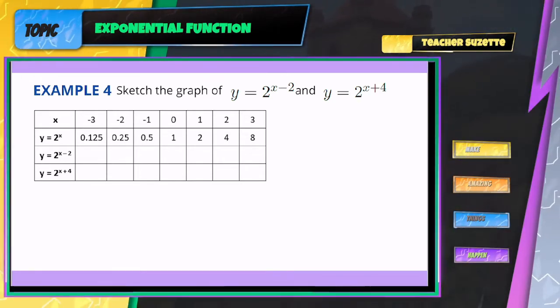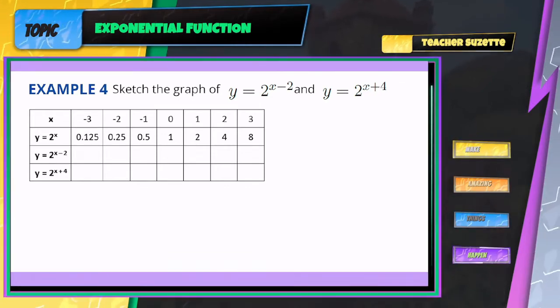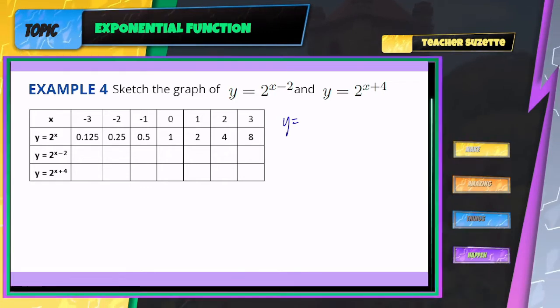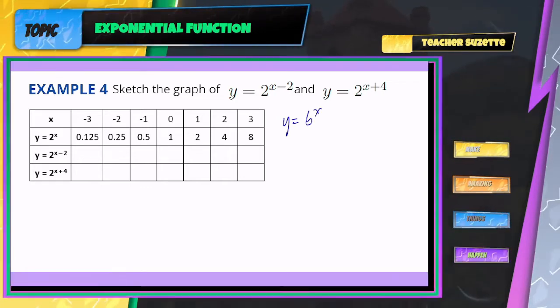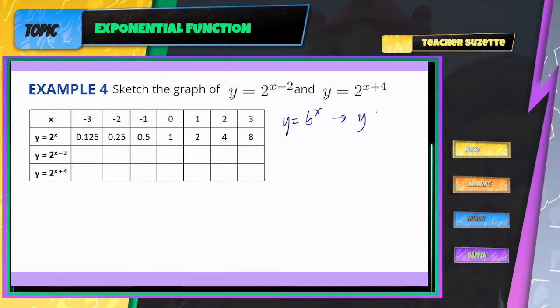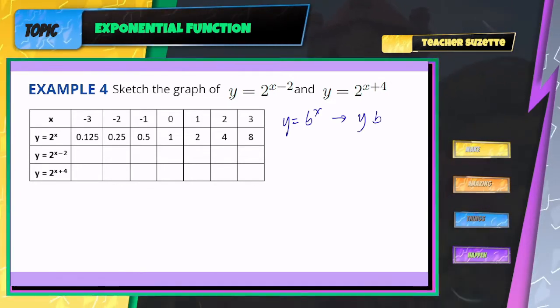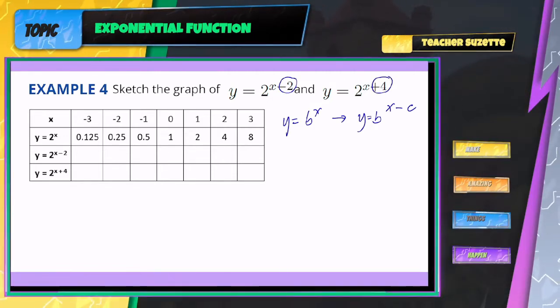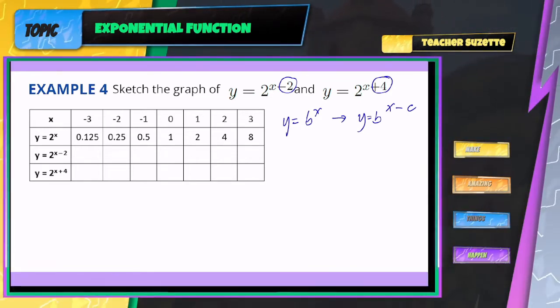So obviously from our form y is equal to f of x or y is equal to b raised to x, you can see that there is a change particularly sa ating exponent. So, nagkaroon tayo ng c. So, x minus c. For this case, nagkaroon tayo ng minus 2 at plus 4. So, first, let's complete our table and solve for the y coordinates for each functions.